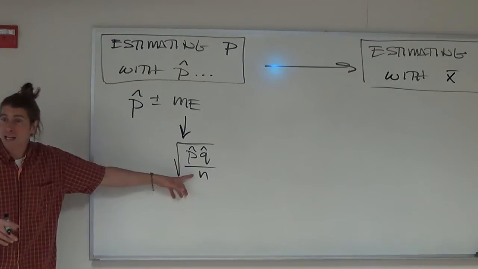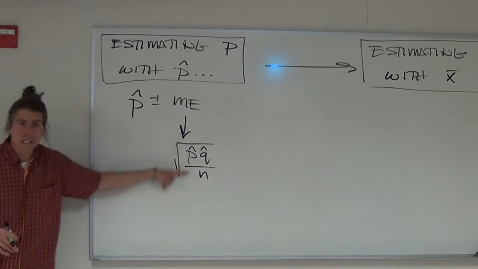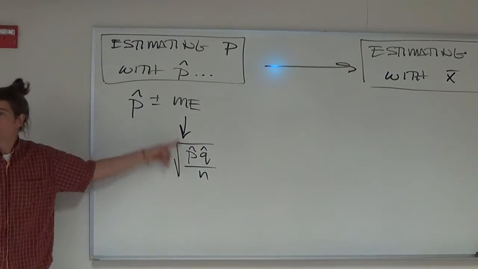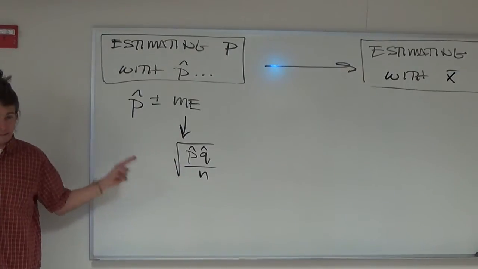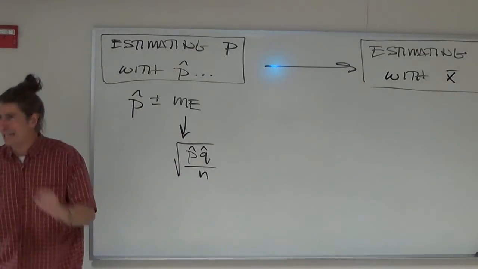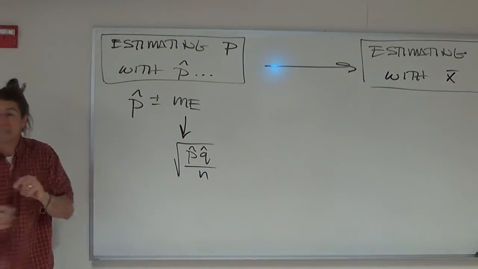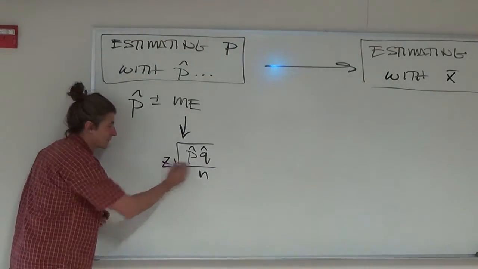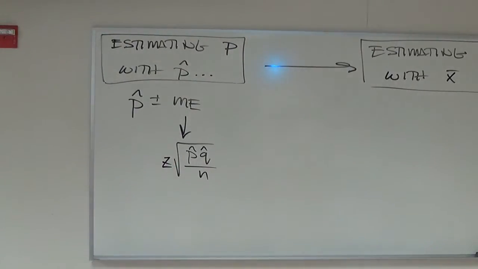So as your sample size goes up, what happens to this whole thing? It shrinks, because it's in the denominator. Very nice. And then we attach on the outside a confidence meter of z. We need something similar for means, don't we? We have to adjust that for means as well.